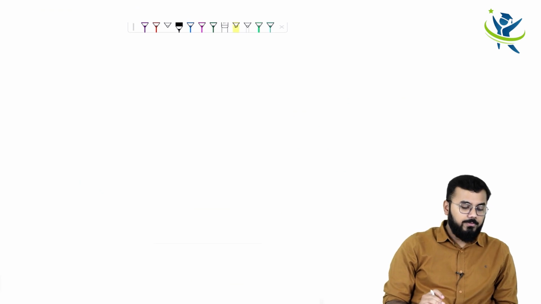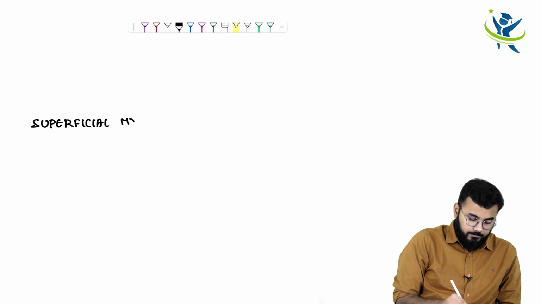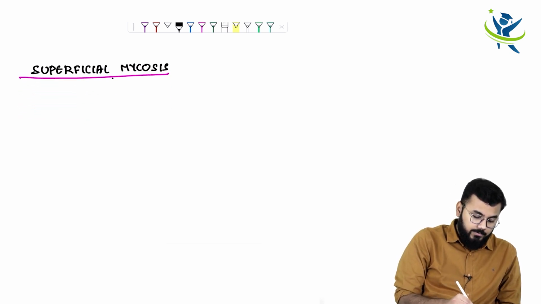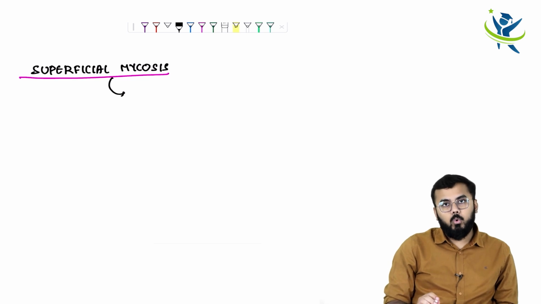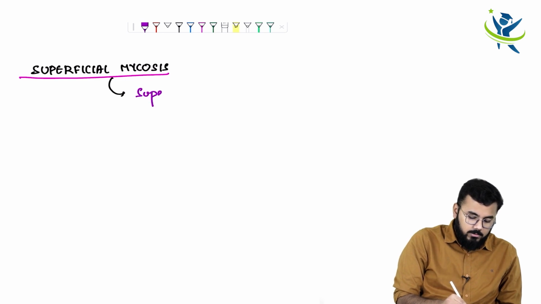So guys, we have discussed superficial mycosis, right? In superficial mycosis, the first example which we discussed was Tinea versicolor or Pityriasis versicolor. Now we shall be discussing that. First of all, you need to know that superficial mycosis affects only the superficial layers of your skin.